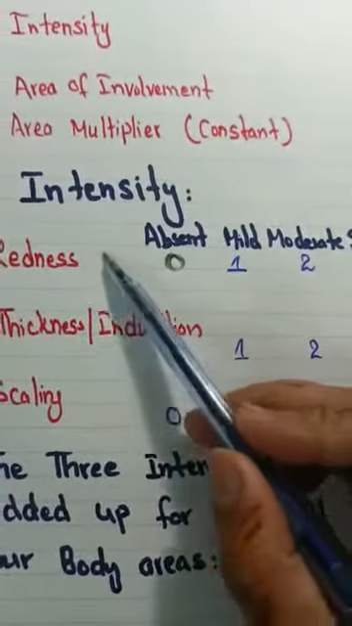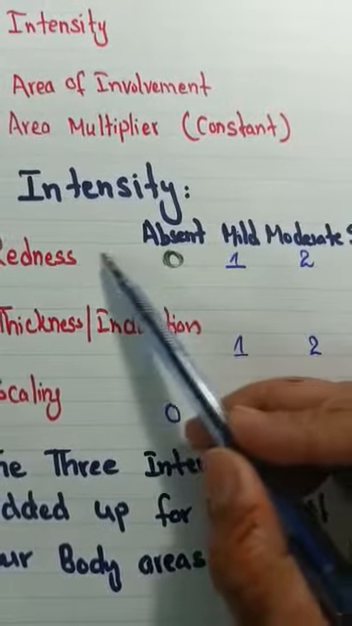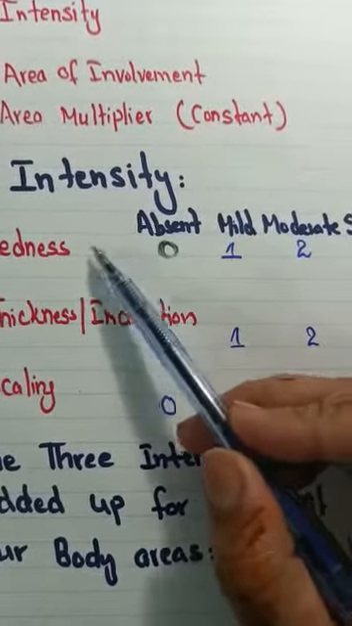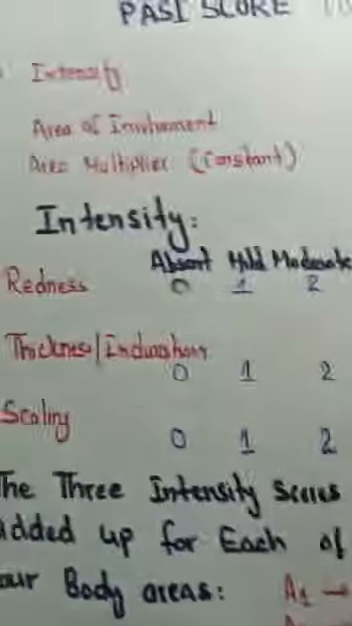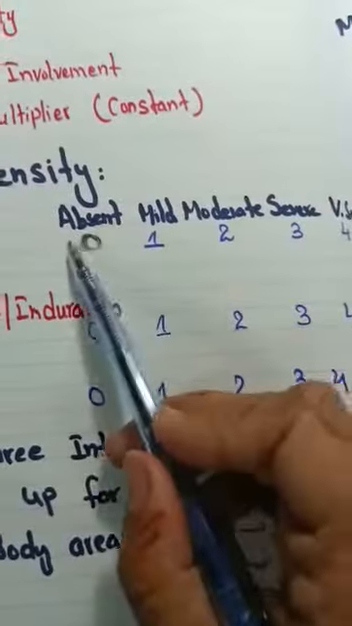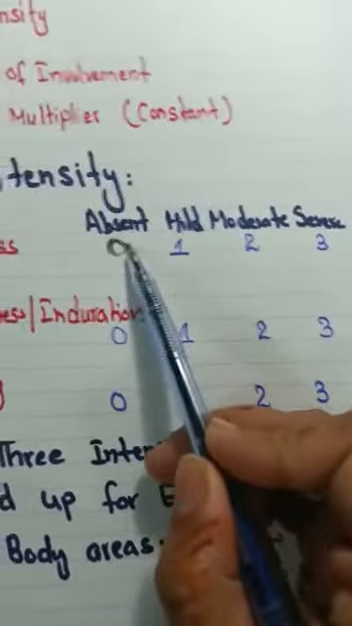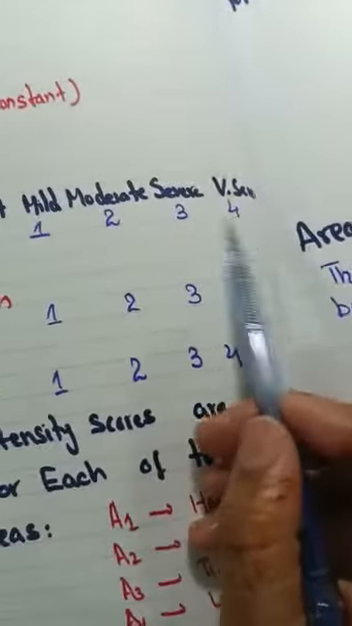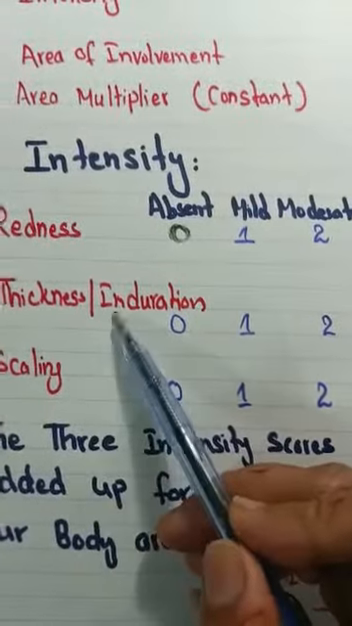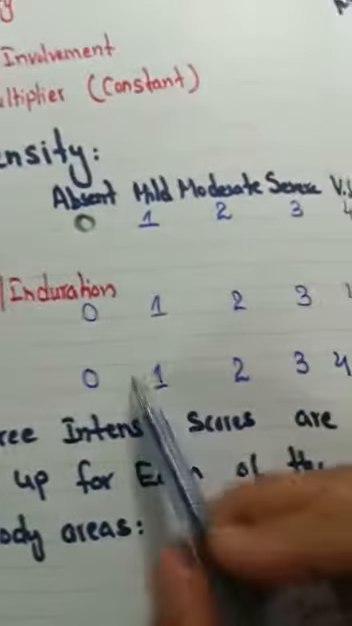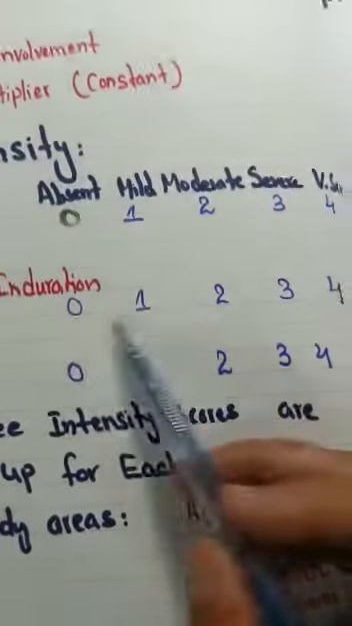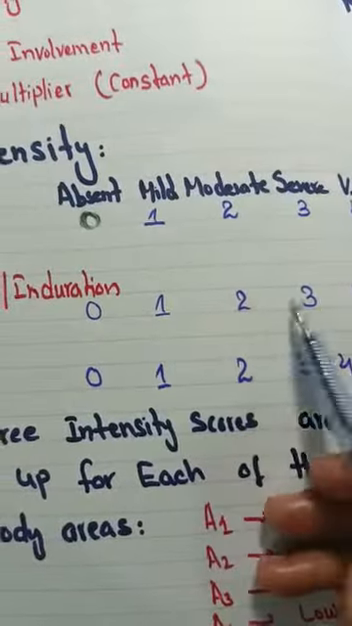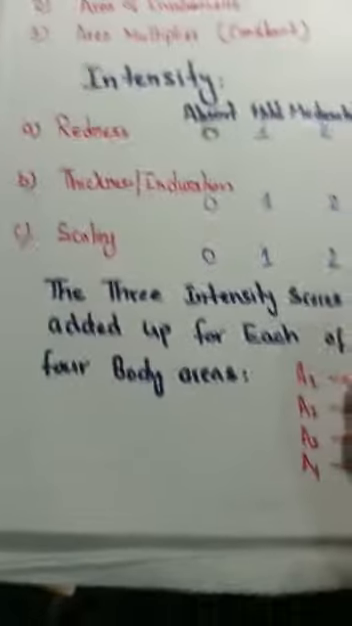So when we calculate or note down the intensity of the lesion, in the redness we assign the number 0 to 4. 0 represents absent redness, while 4 shows very severe redness. Same in the case of the thickness and same in the case of the scaling. We assign the number 0, 1, 2, 3, 4 that show the absent, mild, moderate, severe and very severe condition.